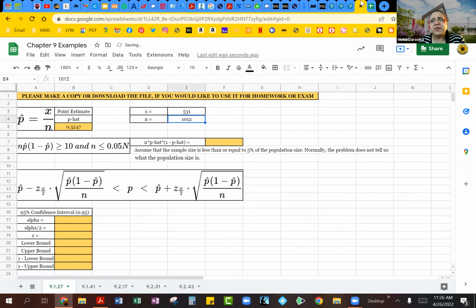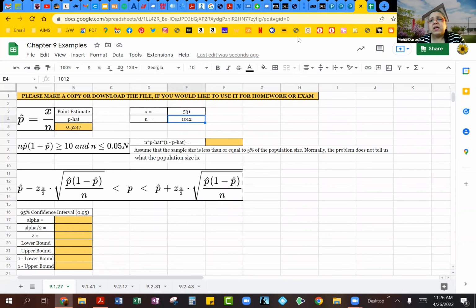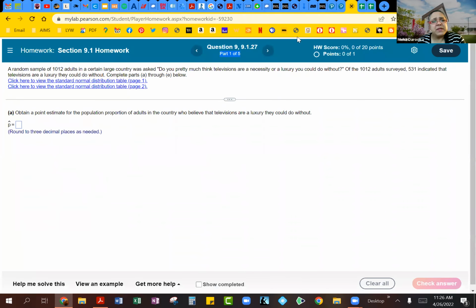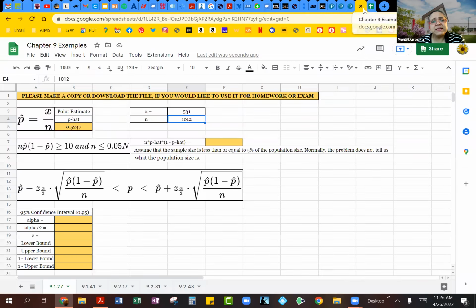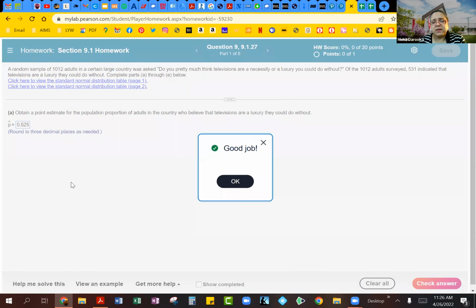So we had 531 out of 1,012. Okay, so that is the first part. And let's see how many decimal places they want. They want 3 decimal places. So we had 0.5247. Since you're going out to 3 decimal places, this is your normal rounding rules, right? So the 7 will make the 4 go up, and we will end up with 0.525. And that's your point estimate.